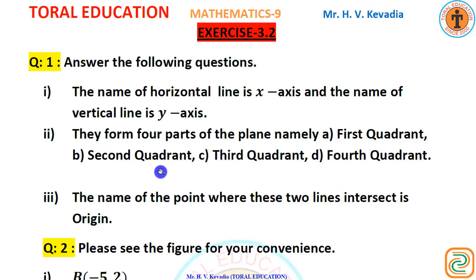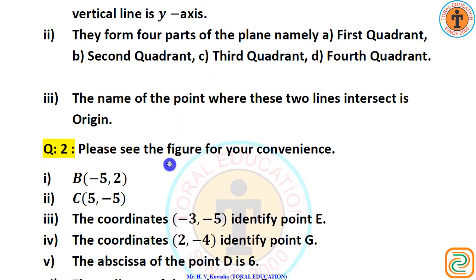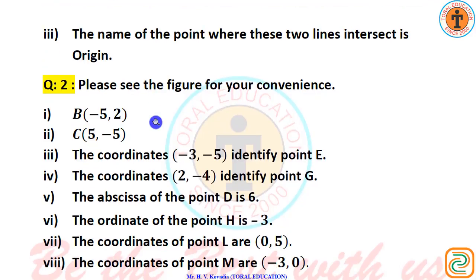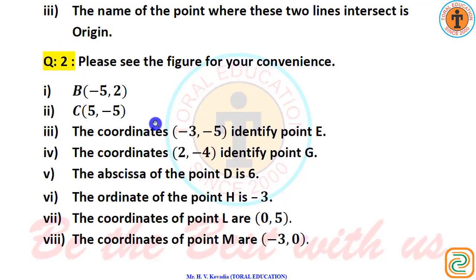Now question number 2. Please see the figure in the textbook for your convenience. By seeing the figure, you can answer these questions. Coordinates of point B: point B has -5 and 2. Look at the figure while watching the video. Pause the video for a while. See 5 and -5, right?